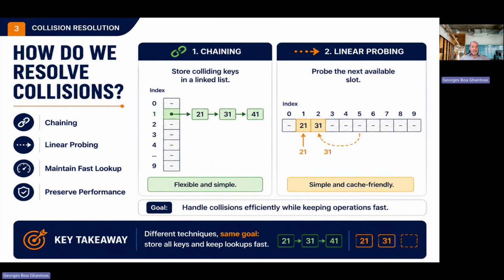On the other hand, we have linear probing. Instead of storing multiple values in the same location, the system searches for the next available spot. For instance, if 21 occupies index 1, then the system searches for the next available position to store 31. Linear probing is simple and cache-friendly, but can reduce efficiency when we have large data clusters. Although the techniques are different, both aim to preserve fast lookup.